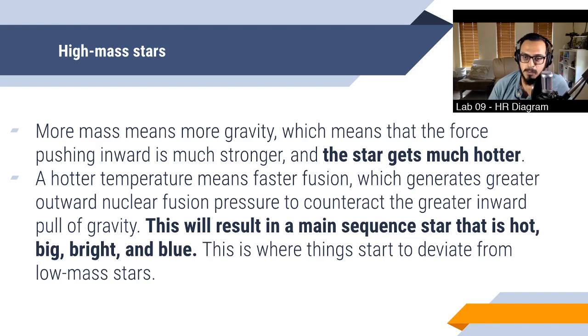More mass means more gravity, which means that the force pushing inwards is much stronger and the star gets much hotter. A hotter temperature means faster fusion, which generates greater outward nuclear fusion pressure to counteract the greater inward pull of gravity. This will result in a main sequence star that is hot, bright, big, and blue. This is where things start to deviate from the low mass stars.